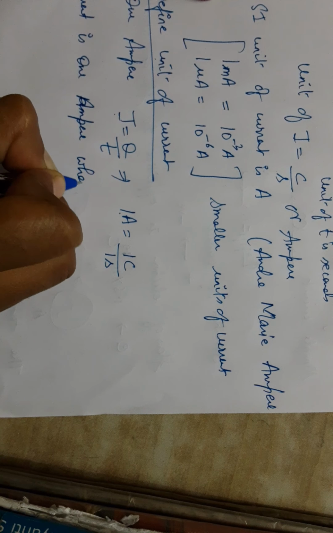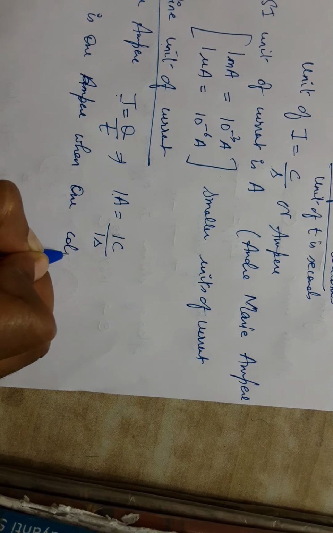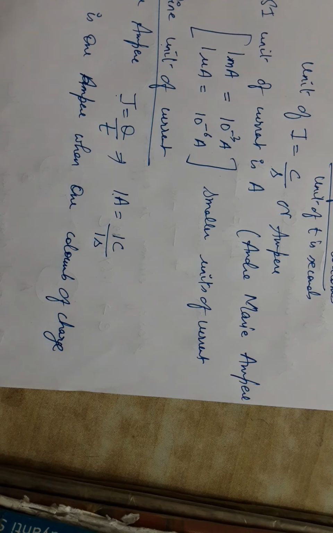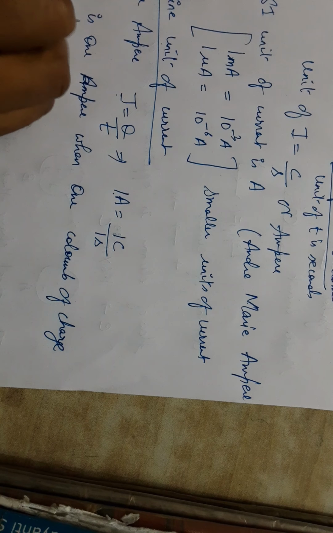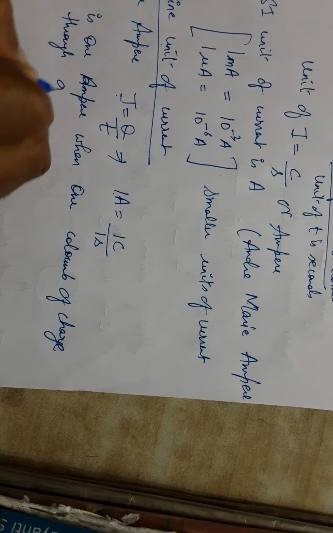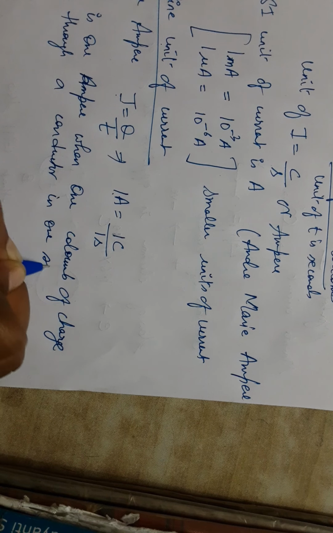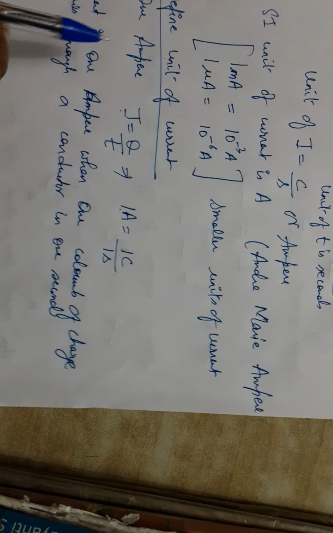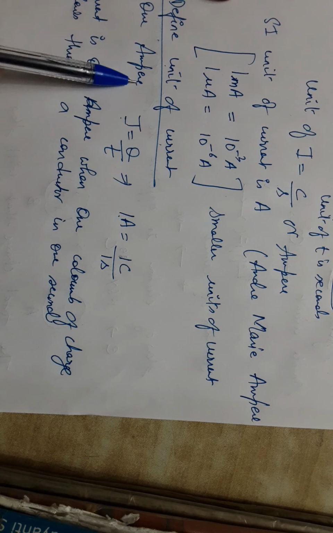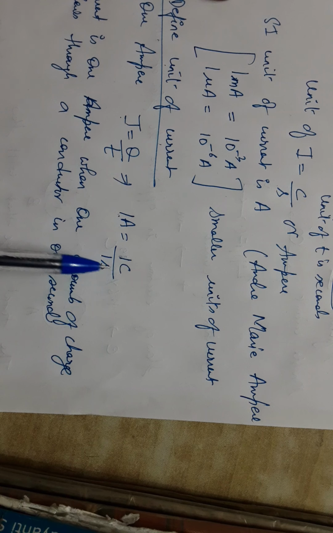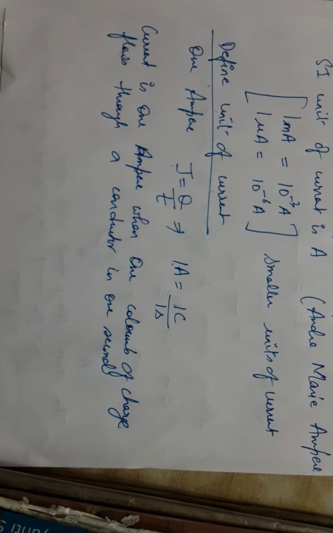Thus current is 1 ampere when 1 coulomb of charge flows through a conductor in 1 second. Thus, if the question arises to define unit of current, you have to define 1 ampere, which is defined as: current is said to be 1 ampere when 1 coulomb of charge flows through a conductor in 1 second. This is the unit of current.